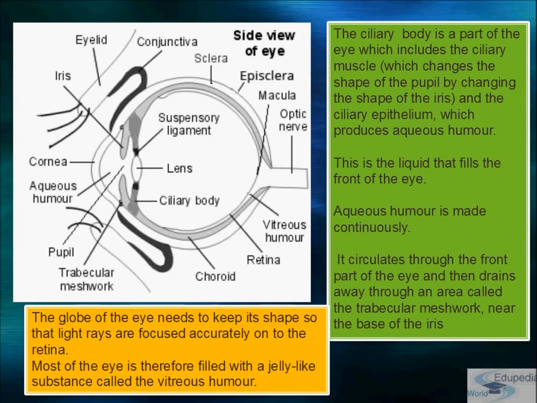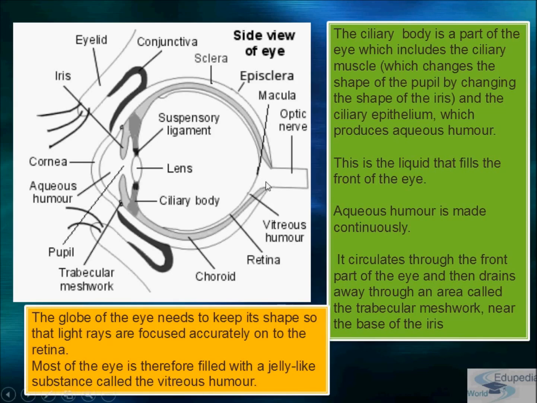A yellowish pigmented spot is called the macula lutea. This is your macula lutea. It is a yellowish pigmented spot present lateral to the blind spot. See, this part is your blind spot, and this part is your macula lutea. The central pit of the macula lutea is termed the fovea centralis. That means this part is your fovea centralis.